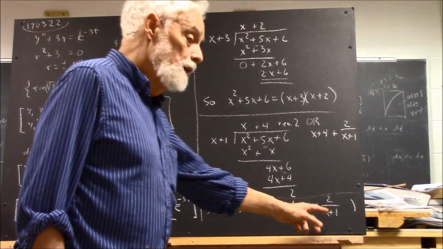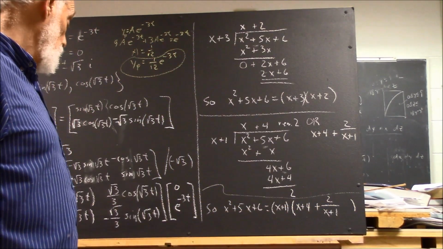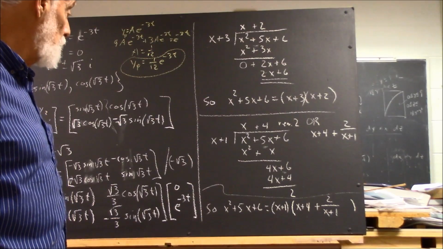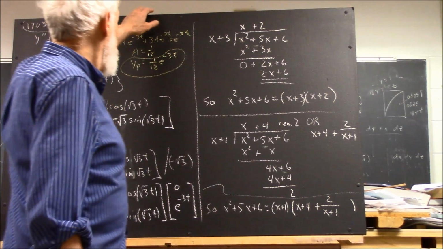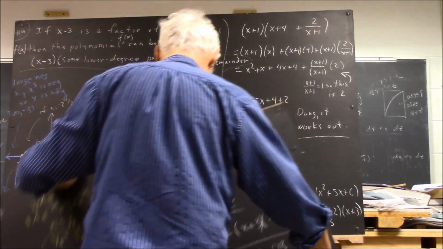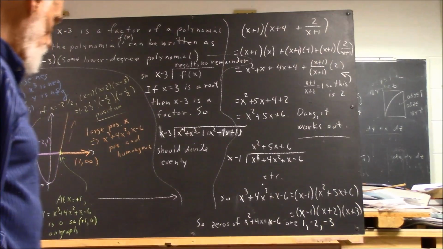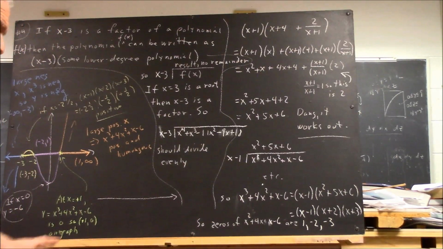And this form could be very relevant to some of the things we're going to do before too long, involving things like slant asymptotes and other results that are relevant to the graphing process, okay?